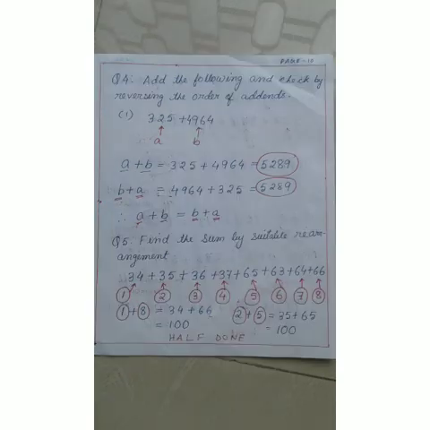Question number 4. Add the following and check by reversing the order of addends. So I am given two numbers 325 and 4964. 325 as A, 4964 as B. So I shall take A in the first position and B in the second position and then add. A 325 plus B 4964 will give us 5289.